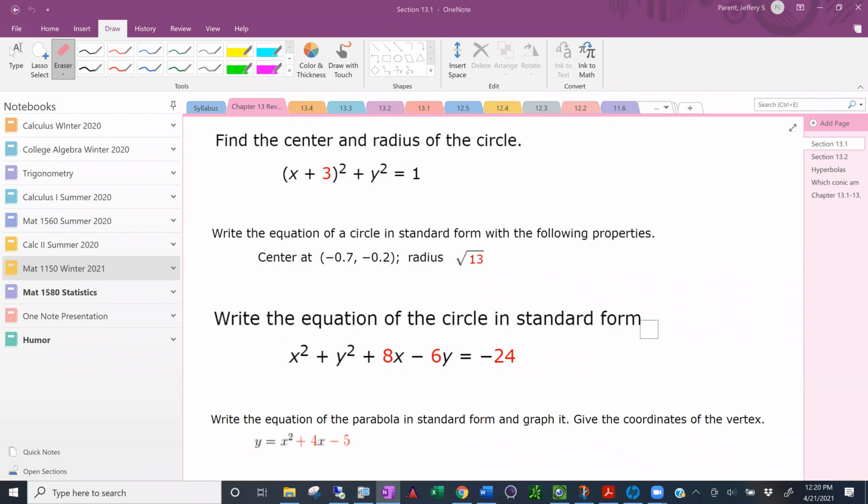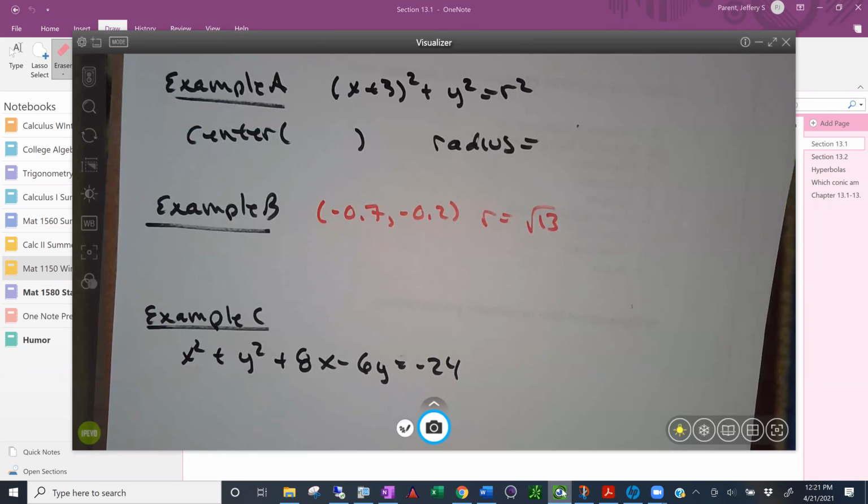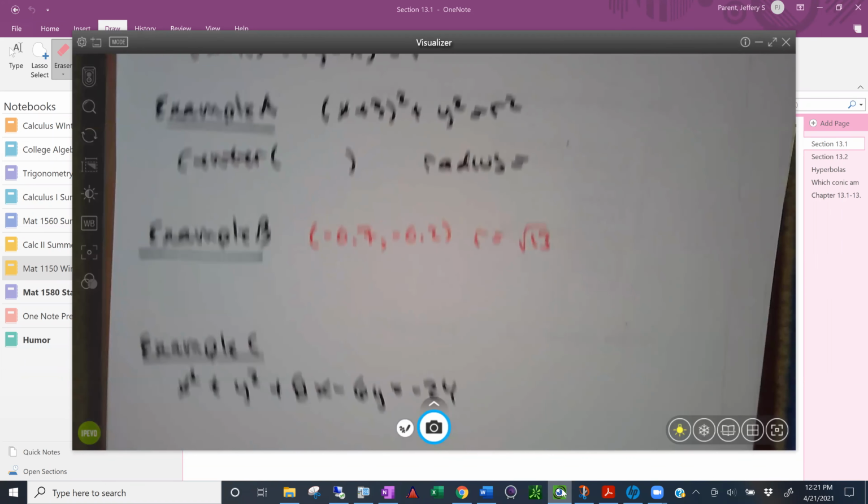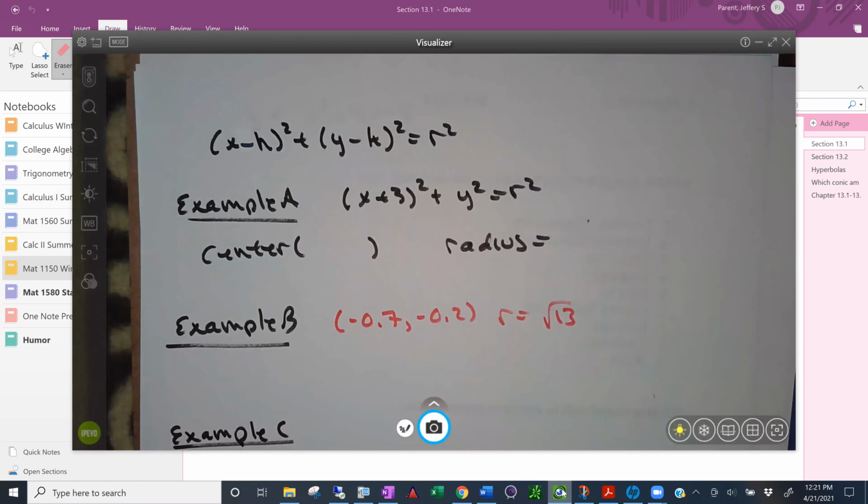So we're going to review the first three sections in chapter 13. The first one starts with circles and parabolas. We'll do a little bit of each, probably really a little bit of parabolas. The one thing to make sure you're really comfortable with is the general form of the equation of a circle. That's this one right here.